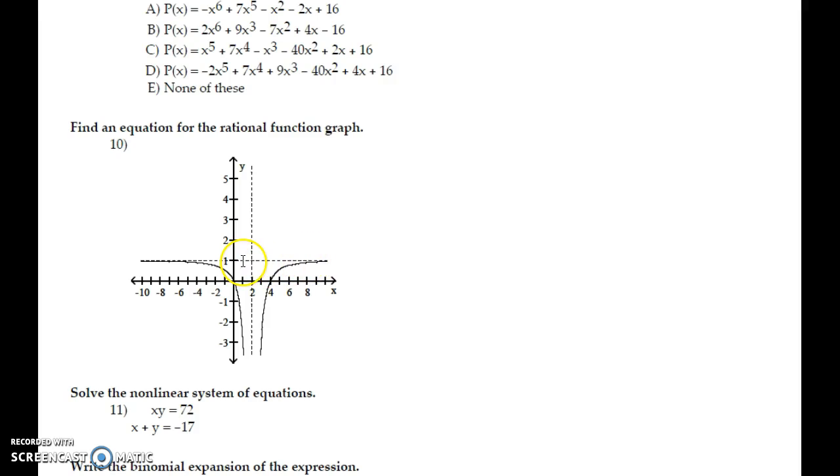So the range is everything from negative infinity, because you can see the graph keeps going down, down, down, down. Everything from negative infinity all the way up to the number 1, but not including the number 1 because it's just not quite there. So that's your range, negative infinity up to 1.